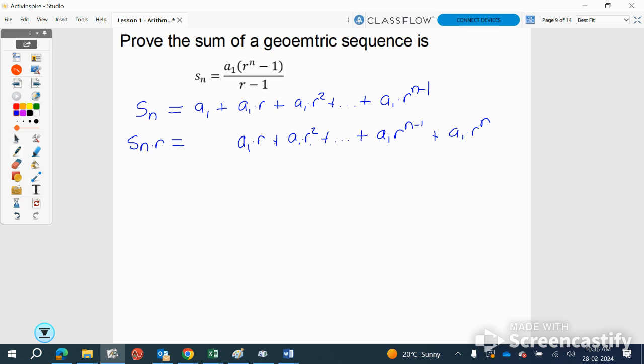So, if I take the second equation and I subtract the first equation, what will happen on the right-hand side? Discuss with the person next to you. Think it through. What happens on the right-hand side when I do this?